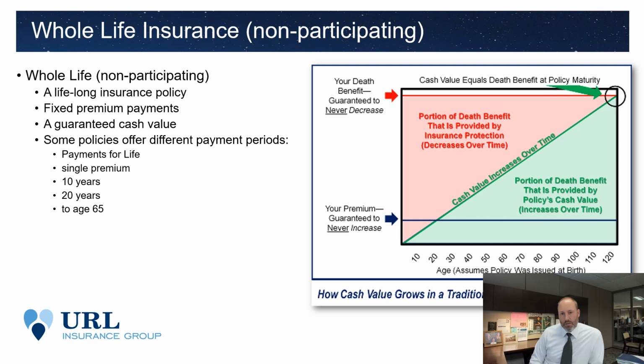But with whole life, you know your death benefit is guaranteed never to decrease, and your premiums are guaranteed never to increase. And you also have guaranteed cash value that equals the death benefit at policy maturity. So guaranteed premiums, guaranteed death benefit, guaranteed cash growth. Three guarantees on a whole life policy. And that cash value, as it says, will equal the death benefit at policy maturity. So in an example, if you have a $100,000 death benefit, that cash value will equal $100,000 at policy maturity, which is generally age 120.